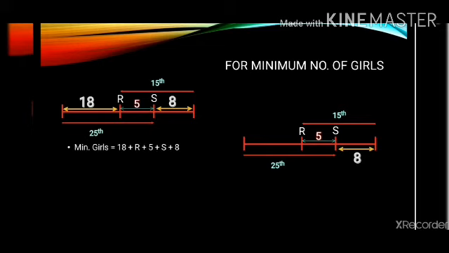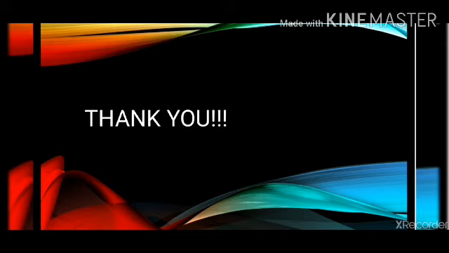I'll do the same thing that I did before. When you see this diagram, you can find out the minimum number of girls, that is 18, the number of people before R, plus R itself, plus 5 people between R and S, plus S, plus 8, that is the number of people after S. Minimum number of girls will be 18 plus 1 plus 5 plus 1 plus 8, that is the total will be 33 girls.